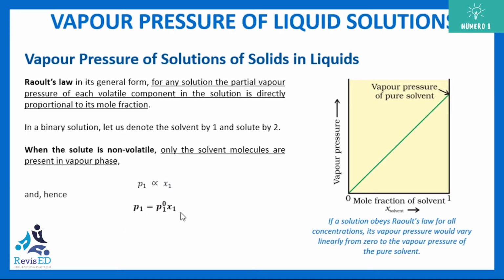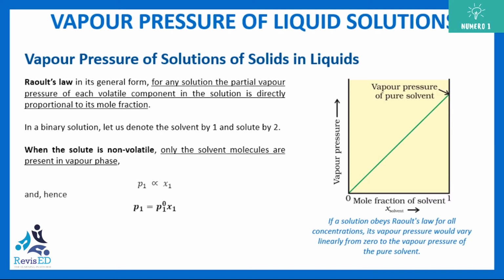Because only component 1 is allowed to go into the vapor phase, the partial pressure is equal to P1 not times x1. So if you see in this figure, this is going to be the vapor pressure of the pure solvent, and this is of the mixture. Let's say that this is the mole fraction of the solvent. As the mole fraction goes from 0 to 1, you see the pressure is increasing. Let's say originally this was the scenario where you had the pure solvent.